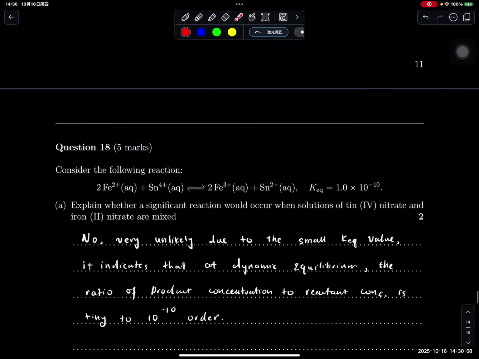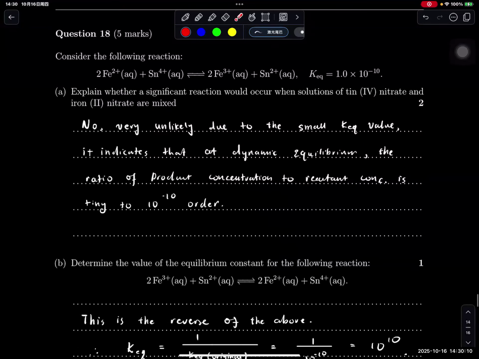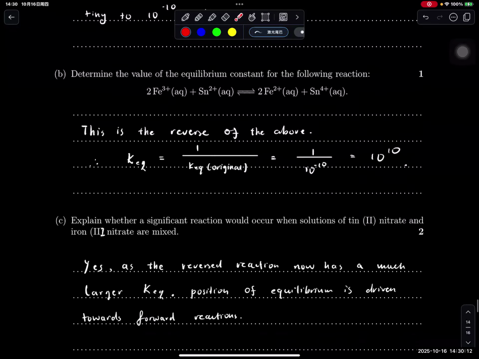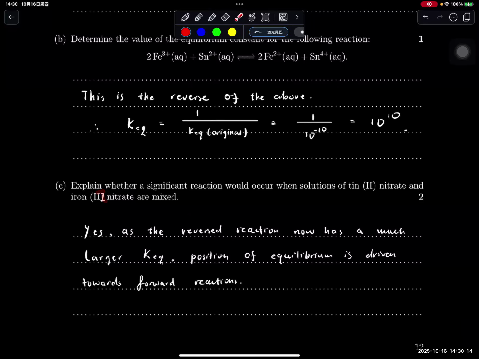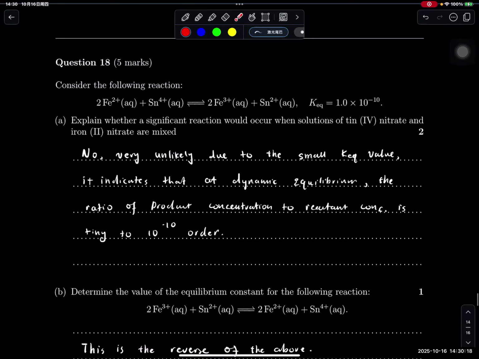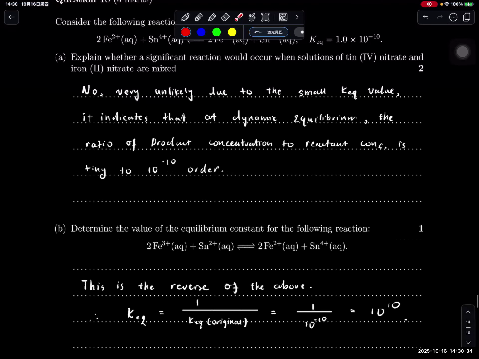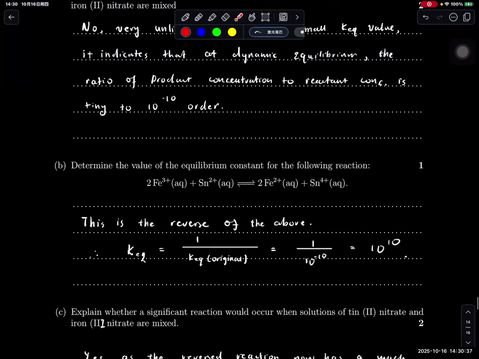And then question 18. Question 18 has a typo here. This is actually iron(III) nitrate. With that in mind, question A: explain whether significant reaction will occur. No, because the equilibrium constant for the forward reaction is too small. And then talk about how at dynamic equilibrium, the ratio is too small to have any significant product.